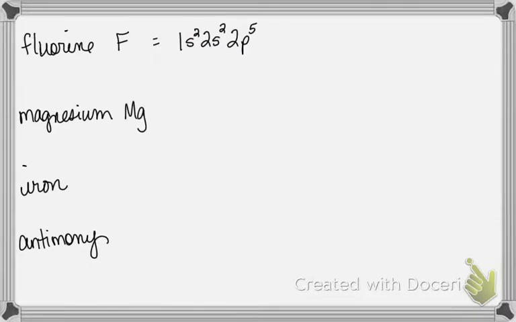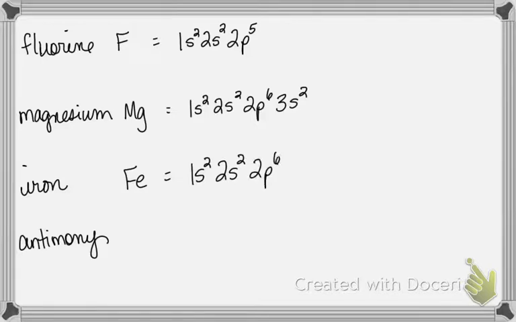Magnesium is Mg. Its electron configuration is 1s2, 2s2, 2p6, 3s2. Magnesium has 12 electrons. 2 plus 2 is 4, plus 6 is 10, plus 2 is 12. So check that. Iron is Fe, and its electron configuration is 1s2, 2s2, 2p6, 3s2, 3p6, 4s2, 3d6.